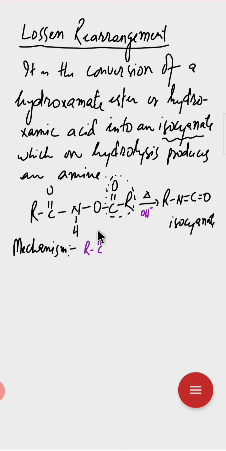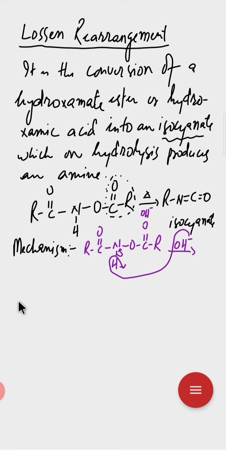RC double bond O. This is N, and to this N one hydrogen is attached, and this hydrogen is acidic in nature. This is our hydroxamate ester, and if it is reacted with this base, then this base will abstract this hydrogen, and these 2 electrons will go to the nitrogen atom in the form of a lone pair of electrons, right?